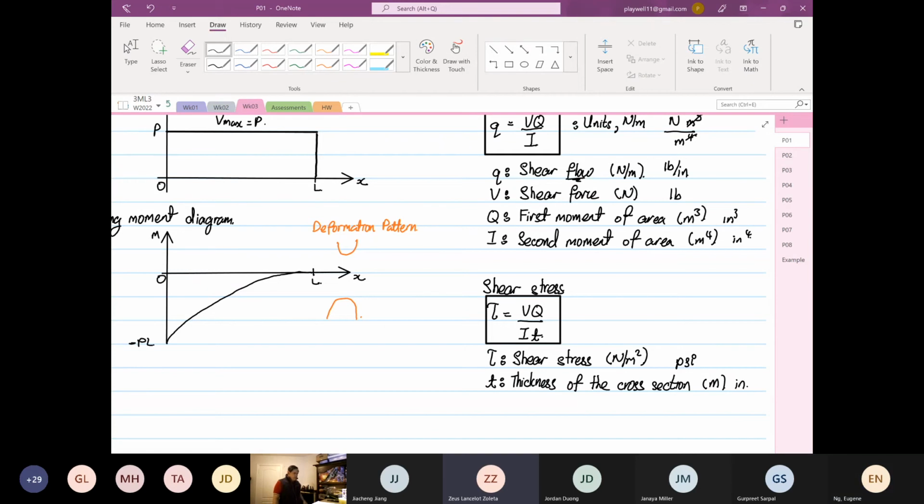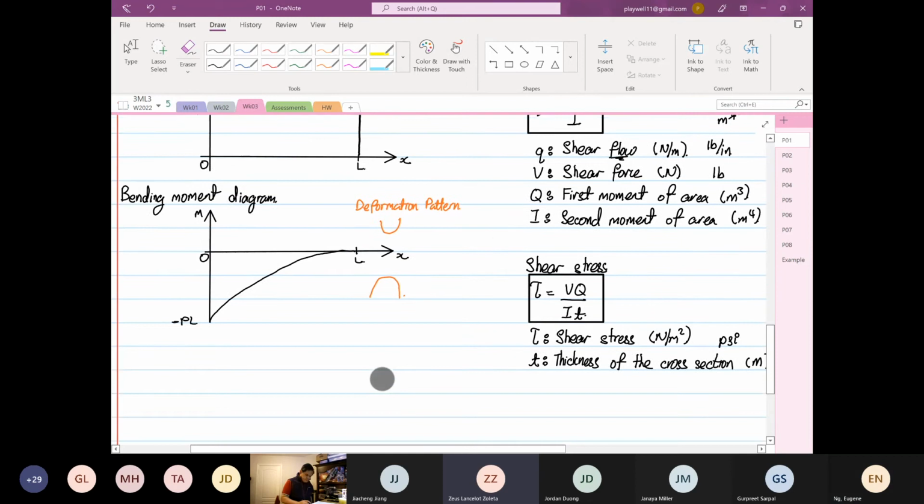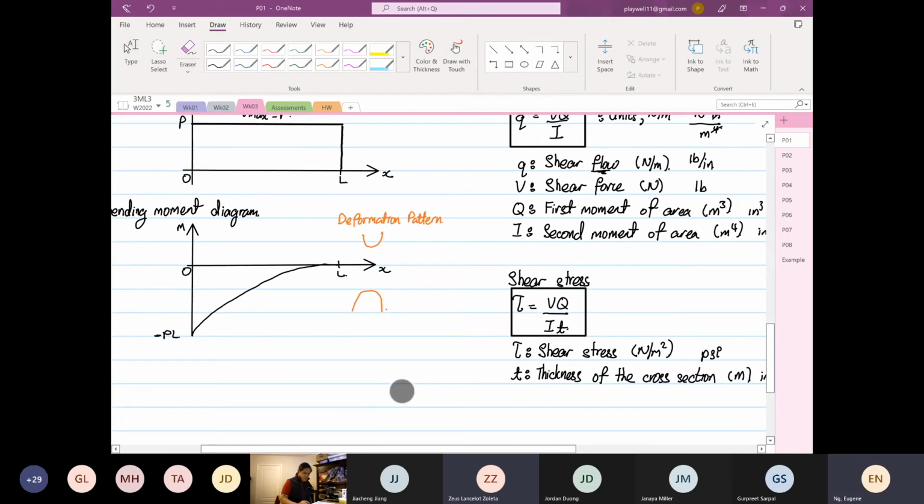Now I've just written to you in words. The shearing stress is acting parallel to the surface, and the shearing stress is induced by the shear force. But how does the failure occur? What is the first letter of the shear stress? VQ over IT. Tau. So let's look at the failure by the shear force. I'll let you guys copy first.